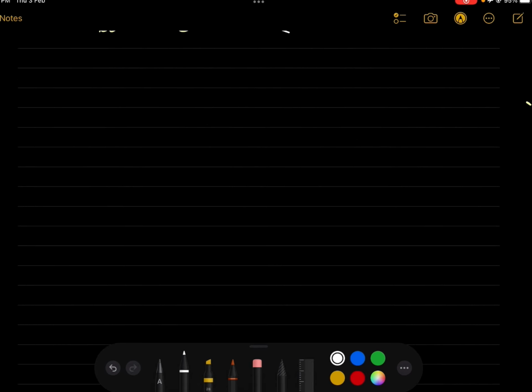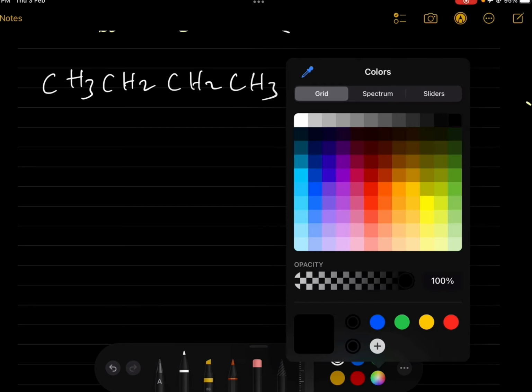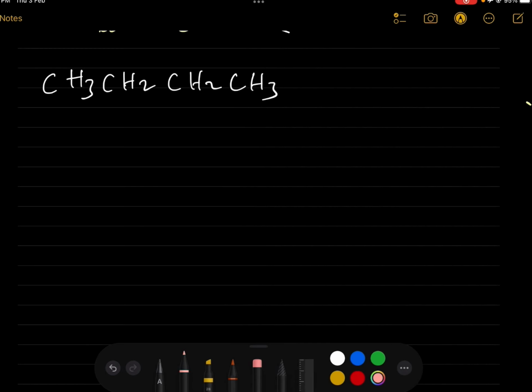We will start with examples. Suppose that you have CH3, CH2, CH2, CH3. So this is a structural formula for an organic compound. And my question is, how can I represent this in terms of a skeletal formula? So first of all, you will start counting the number of carbons. You have 1 carbon, 2, 3, 4. So this is carbon number 1, this is carbon number 2, 3, and 4. We can represent that in this form.